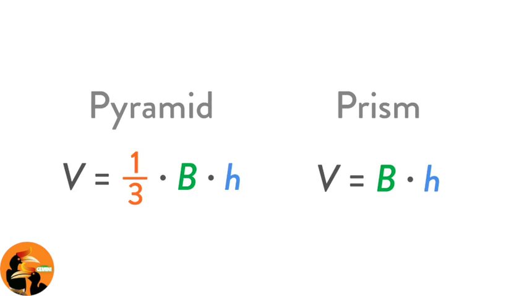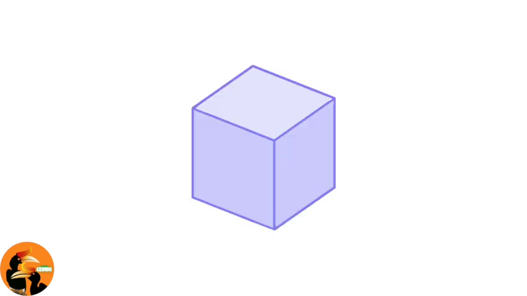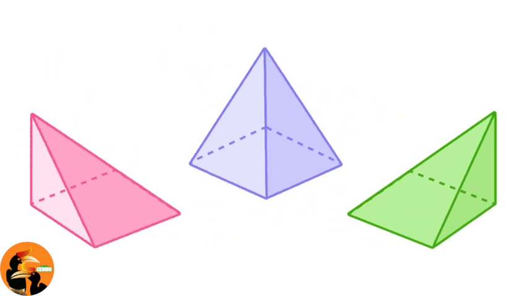Let's look at one particular rectangular prism, a cube. Its volume, like all prisms, is the area of the base times the height. Now let's split the cube like this into 3 identical parts. Those are each square pyramids, and they all have the same base and the same height.